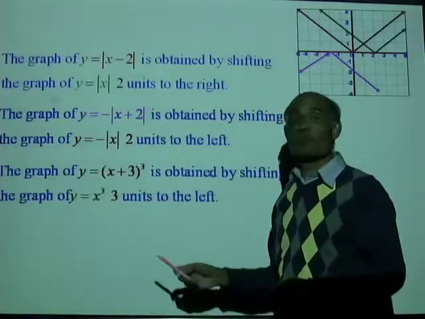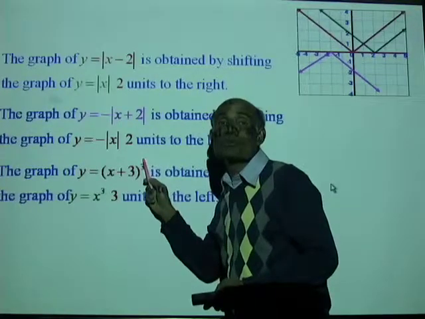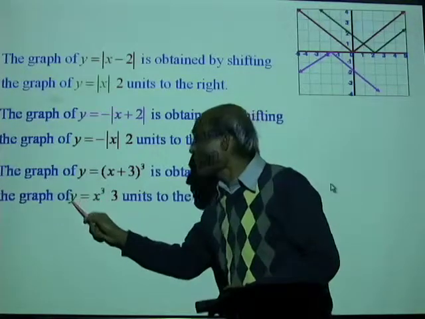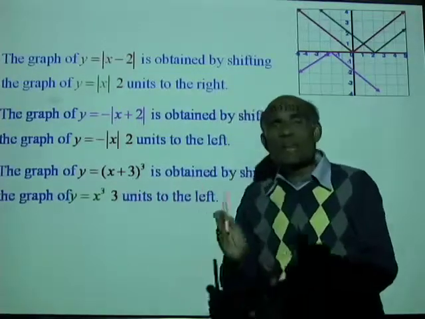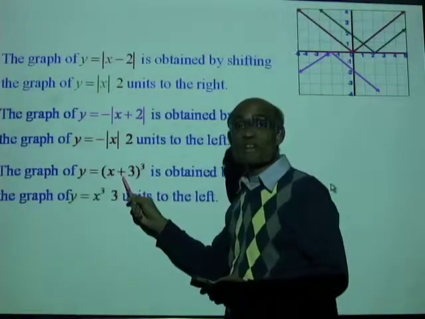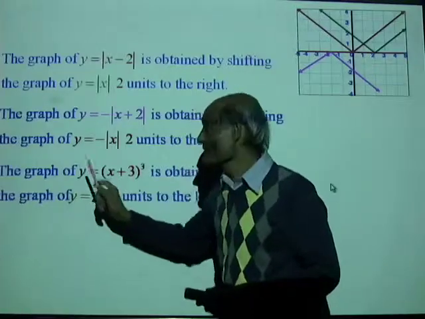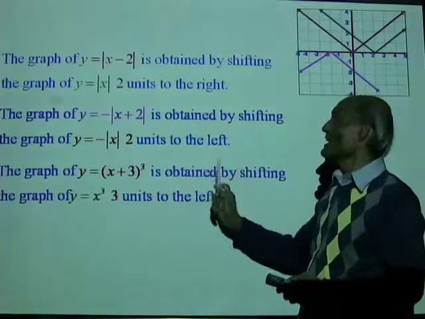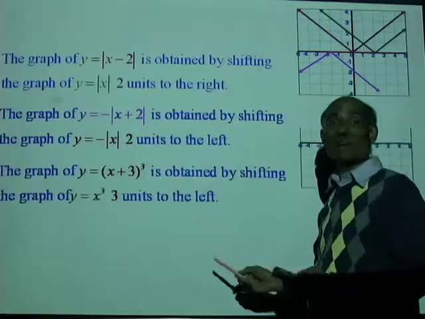How about this? y equal to (x plus 3) all cubed. Now remember, here we are dealing with the basic graph of y equal to x cubed. Now tell me, is the translation to the left or to the right? So the translation is to the left. So the graph of y equal to (x plus 3) all cubed is obtained by shifting the graph of y equal to x cubed 3 units to the left.